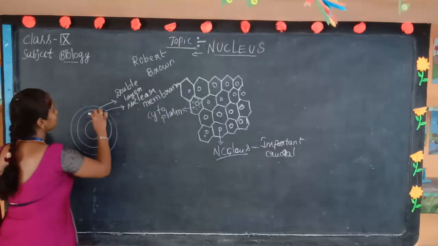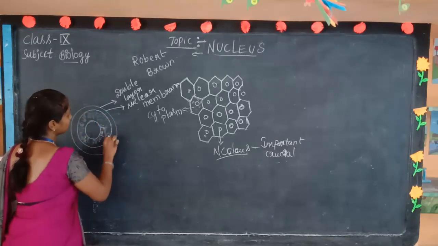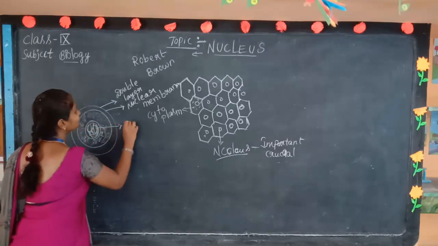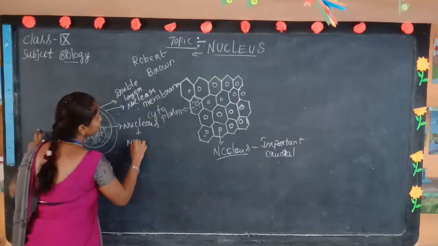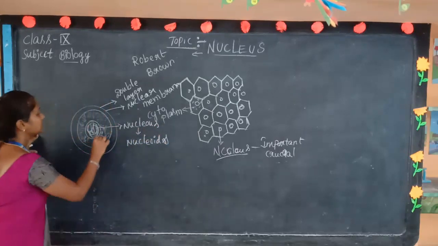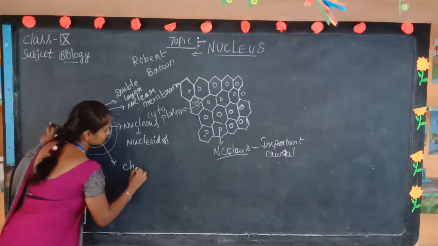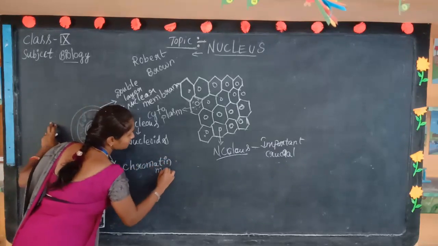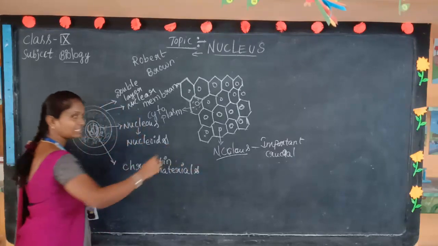It is filled with some amount of fluid, the nuclear fluid. In the middle of the nucleus we have the nucleolus. It contains nucleoids, these round compact structures inside the nucleus. It also contains chromatin material. What does it contain? Chromatin material.